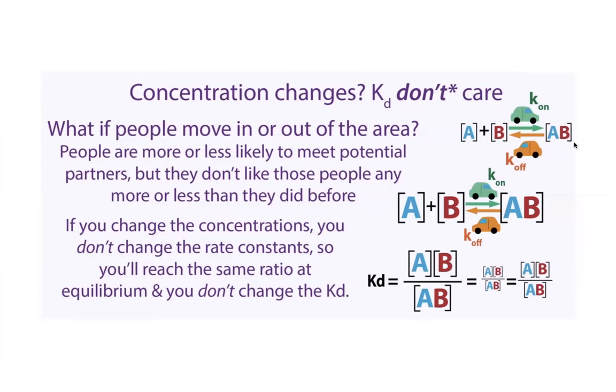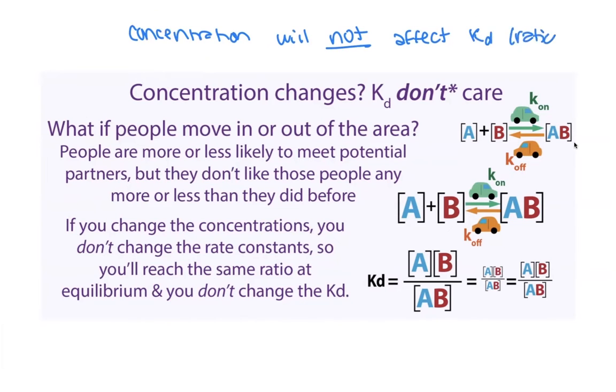And this is going to be a useful relationship that we can use in order to actually calculate KDs from binding measurements. So the concentration will not affect KD, because remember, that's going to be this ratio of your A times your B over your AB, but it will affect the amount bound.